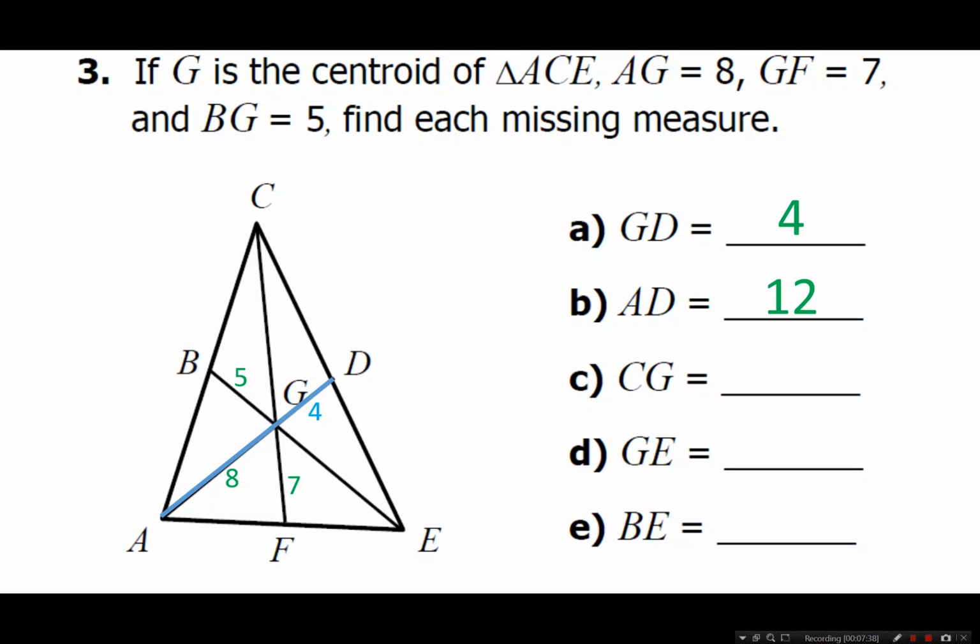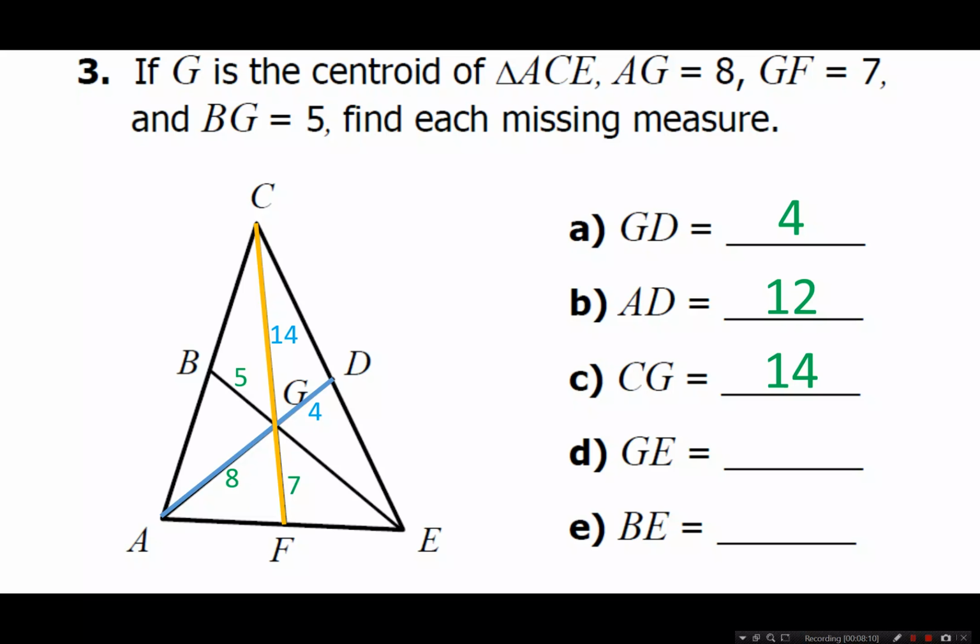The next question wants CG. So CG is on this line here. We're given CF, which happens to be our short part. CG is the long part that we are looking for. So in order for us to go from our short part to our long part, we multiply by 2. 7 times 2 is 14. There's your answer for CG.